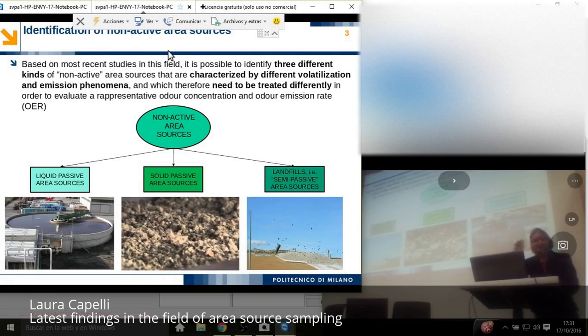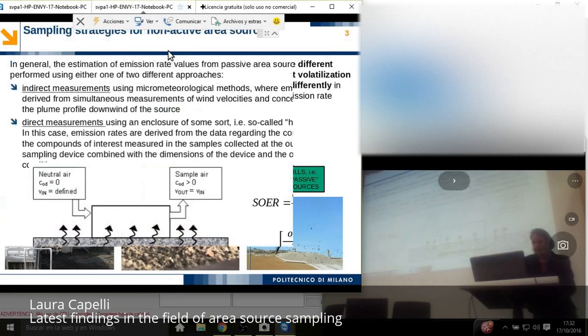which does not belong to the traditional distinction, are landfills, since in our opinion, landfills should not be considered properly as passive area sources, at least because the phenomena that characterize volatilization and emissions from this kind of source is quite different than it is in the case of solid passive area sources, as I will explain further on in this presentation.